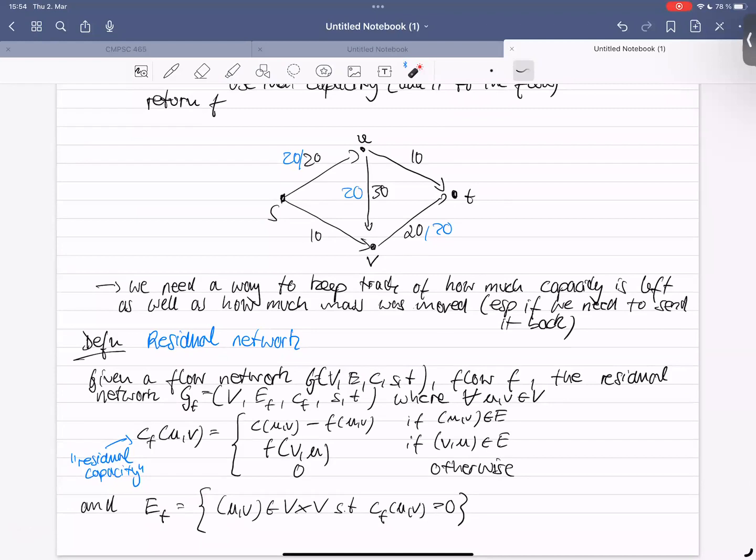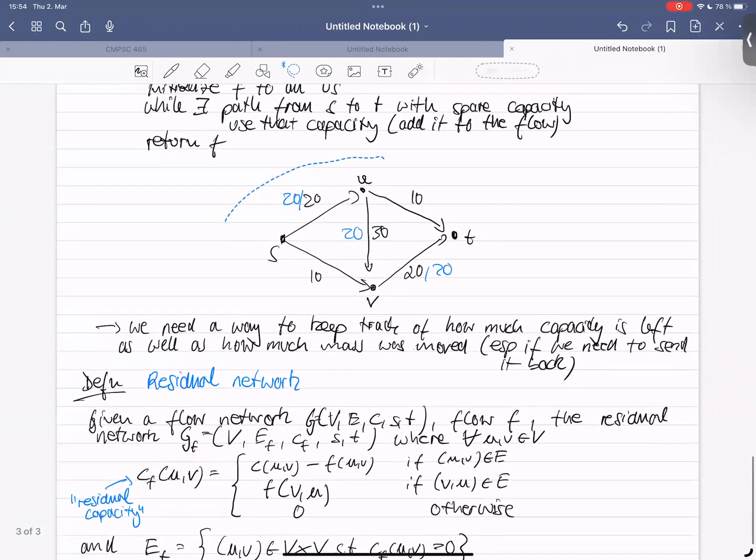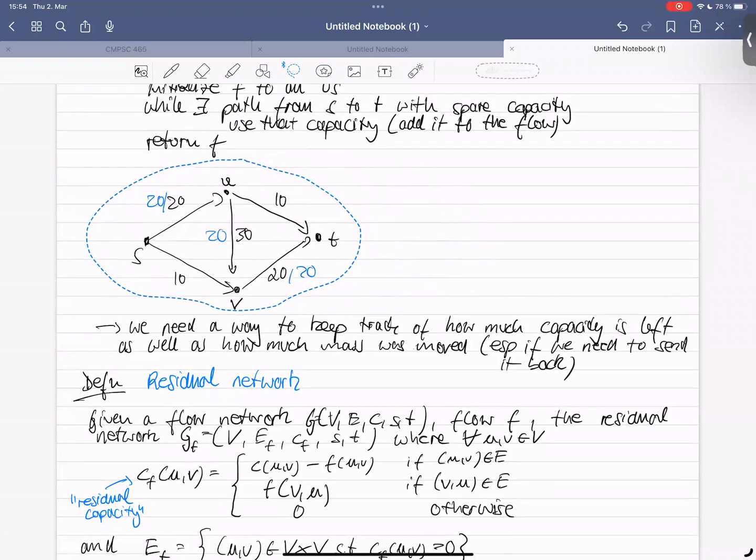So essentially, for every original edge, we keep track of the residual capacity. And if we have already sent flow along some edge, we keep track of how much it was in the reverse direction. Let me show this in this particular example that we had here. So this was our network.